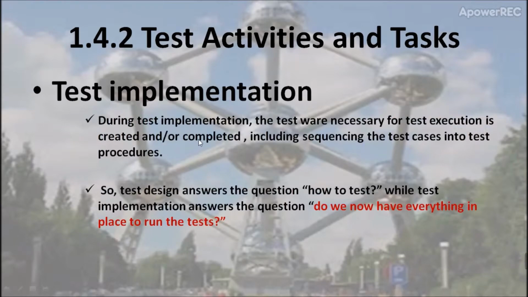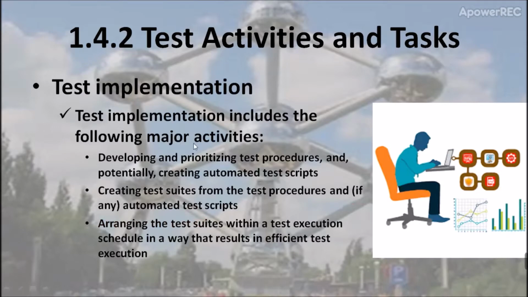In test implementation, we create all the testware that we need. The testware is like the software that we will be testing. So we make sure that all our testware needed for test execution is created and completed, including our test cases and the sequence of them, which is the test procedure. So we said that test design answers the question how to test, while test implementation answers the question do we now have everything in place to run the test? Is everything ready so that we run our testing?